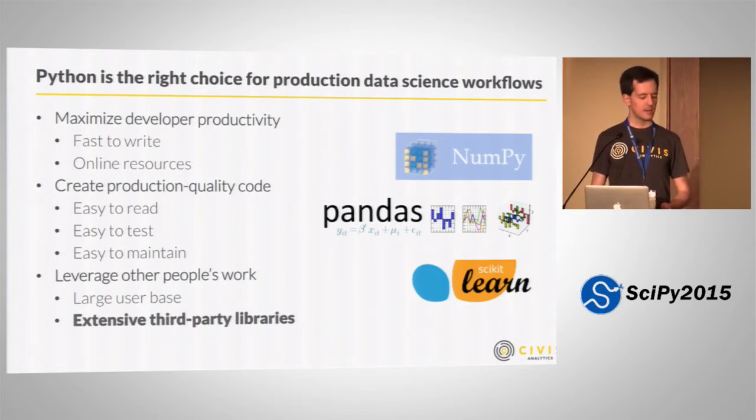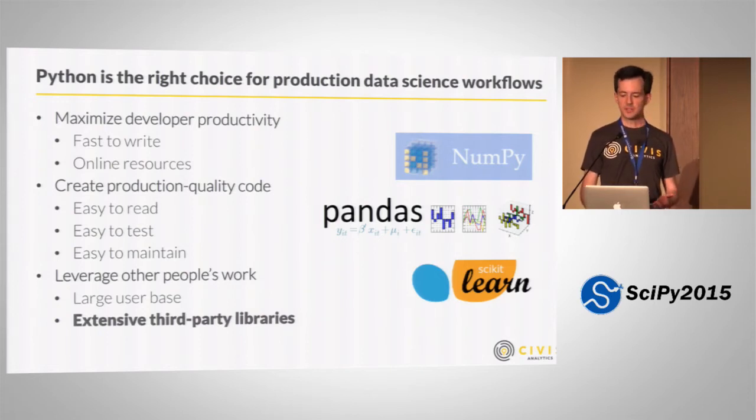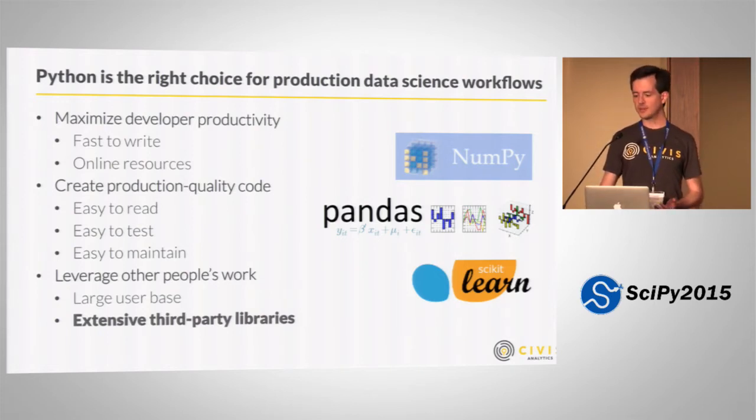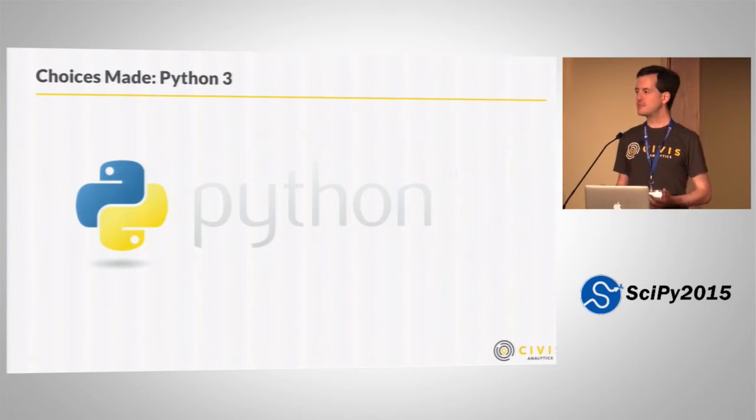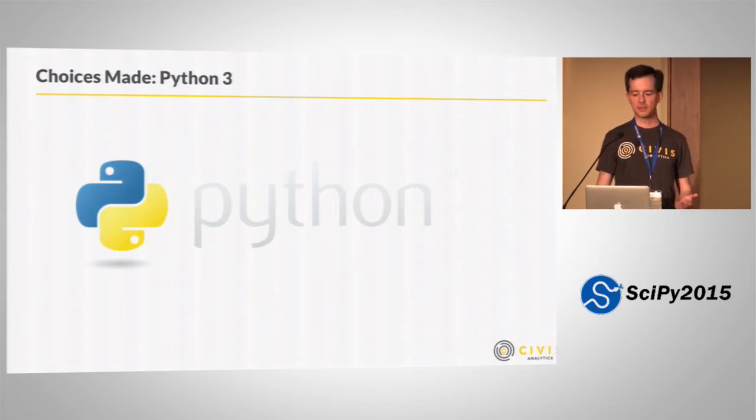Scikit-learn provides all the basic machine learning models, logistic regression, gradient boosting trees, all sorts of tools for working with those. All right, and that brings me to choices made, lessons learned. So the first of the choices made that I want to talk about is Python 2 versus Python 3. And at Civis, all of this Python code we're developing in Python 3.